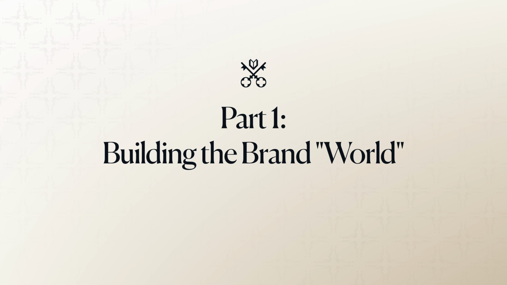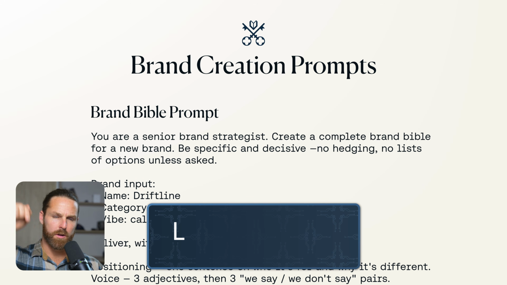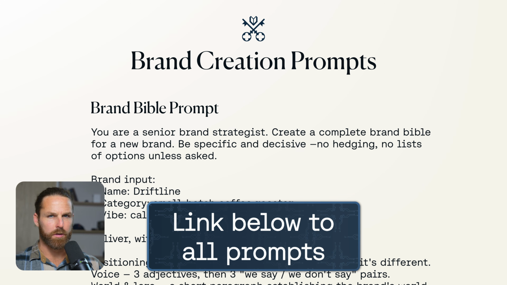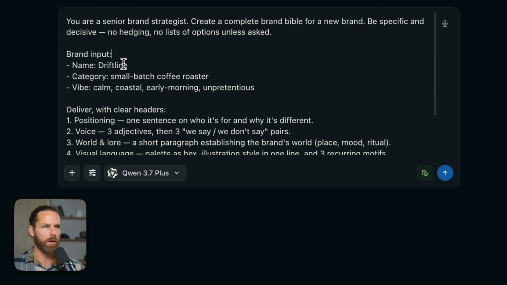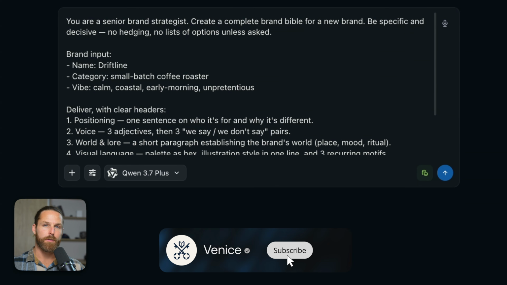So first, in part one, we're going to build the world. So here's our first prompt, and don't worry, there's a link below where you can get all the prompts I use in this video. We're going to prompt Qwen 3.7 to be a senior brand strategist to help us create a brand Bible for our new brand.